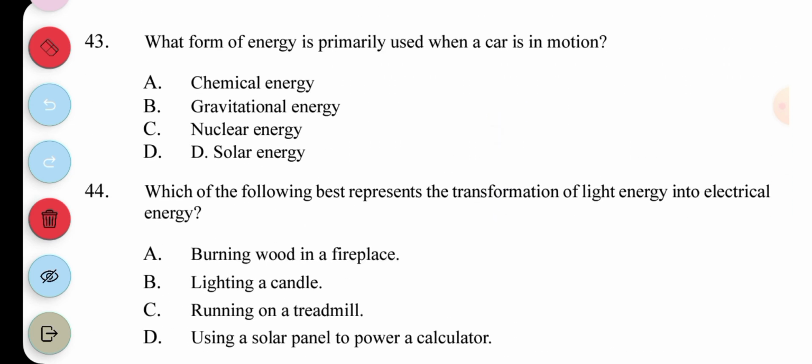44. Which of the following best represents the transformation of light energy into electrical energy? A. Burning wood in a fireplace. B. Lighting a candle. C. Running on a treadmill. D. Using a solar panel to power a calculator. And the answer to question 44 is D. Using a solar panel to power a calculator.